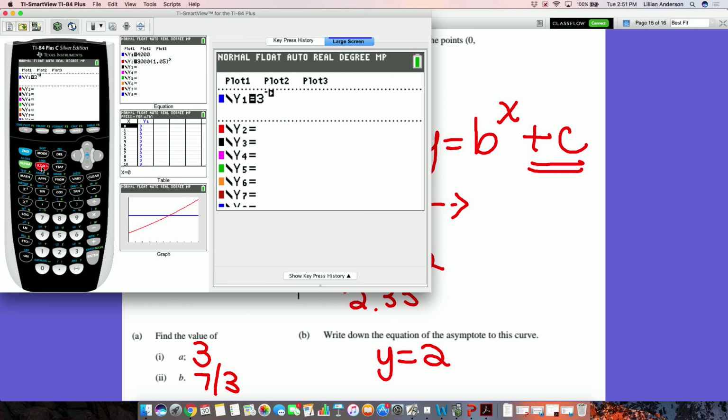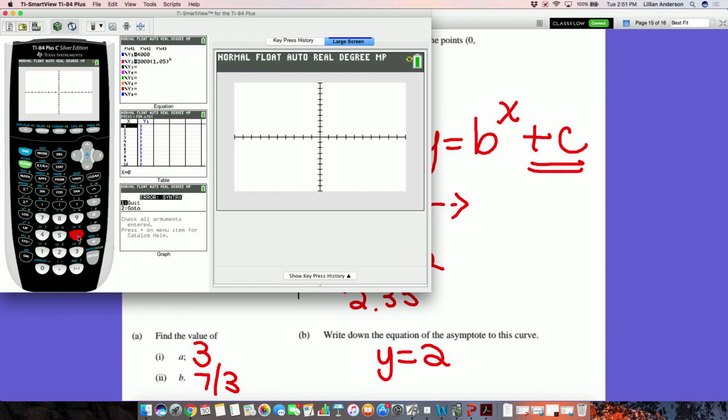Yeah, it's your asymptote, not your y-intercept. Okay, that's why I thought it was 4, because I thought that one was 2. Mm-mm. I thought A was 2. No, your A was 3.